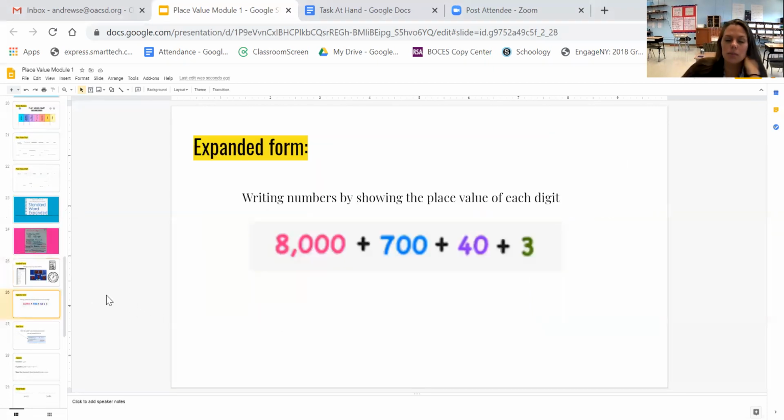Now, expanded form, we might not necessarily see out there in the real world, but it's a great way for us to better understand our place value. It's breaking apart each place value and giving that total value within each part. So for example, in the thousands place, I had 8,000. In the hundreds place, I had 700, and so forth. So it's writing numbers by showing the place value of each digit.